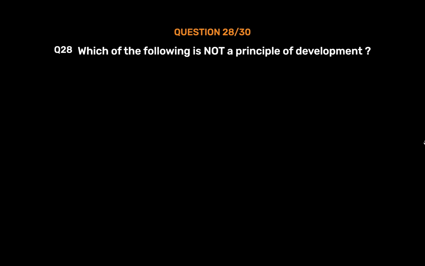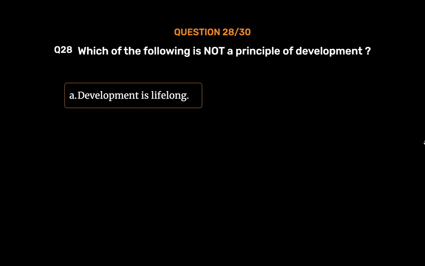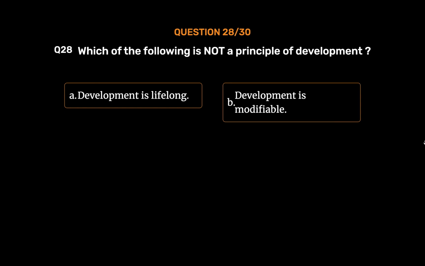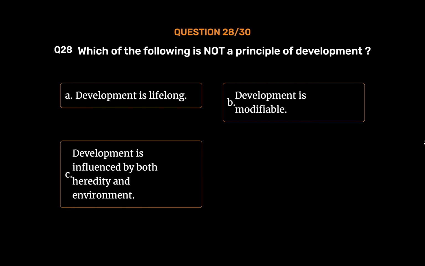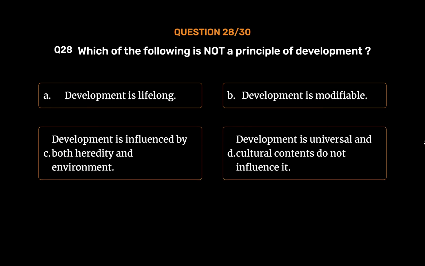Question number 28. Which of the following is not a principle of development? Option A. Development is lifelong. Option B. Development is modifiable. Option C. Development is influenced by both heredity and environment. Option D. Development is universal and cultural contexts do not influence it. The correct answer is Option D. Development is universal and cultural contexts do not influence it.